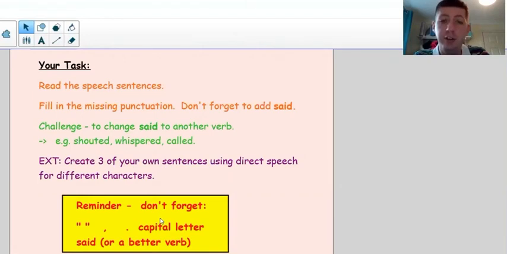If you need an extension today because you think, well, do you know what? I was quite good at speech. I'm going to maybe push myself. I'd like to see if you can create some of your own sentences using direct speech for different characters. Don't forget your speech marks. Don't forget the comma if it's just the middle of a sentence. Remember, it's the end of the speech, but not the end of the sentence. The full stops and capital letters, and of course, using the word said or a better verb instead of using said.